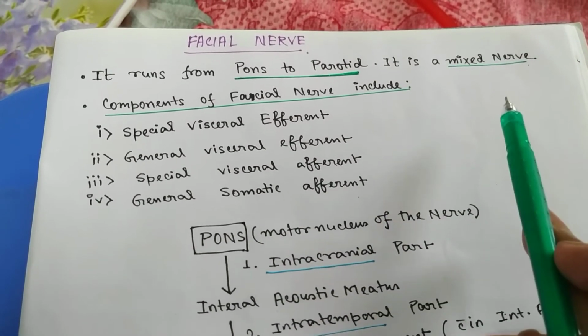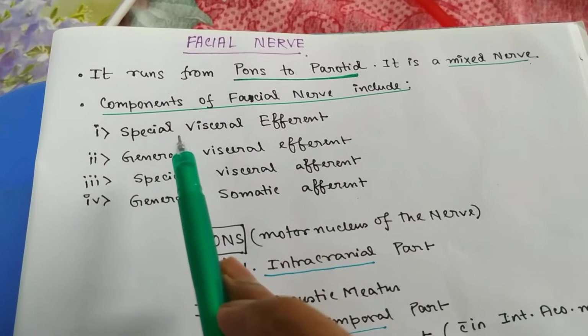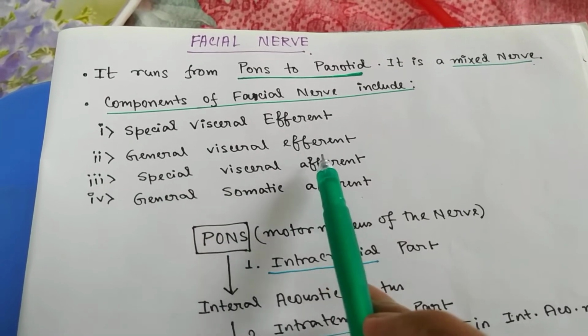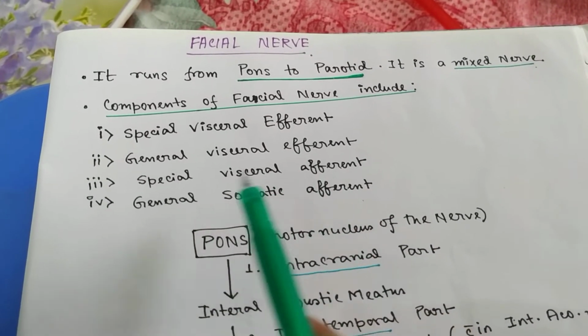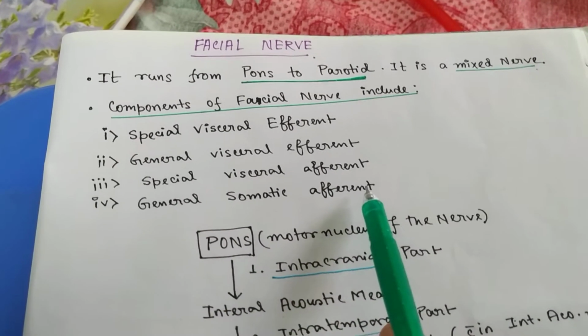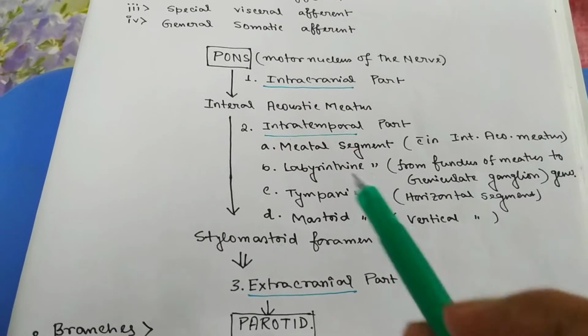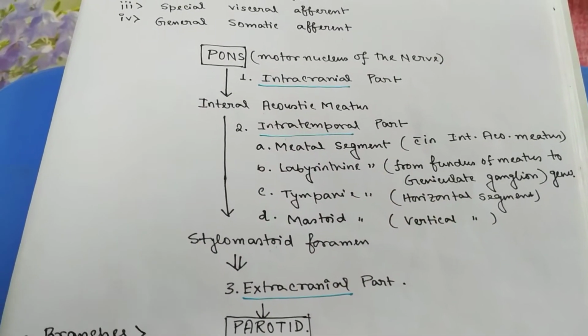It is a mixed nerve, so it has the following components: special visceral efferent, general visceral efferent, special visceral afferent, and general somatic afferent. If we look at the journey of facial nerve, it runs from pons to parotid.